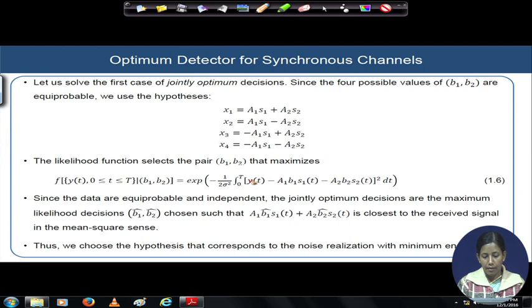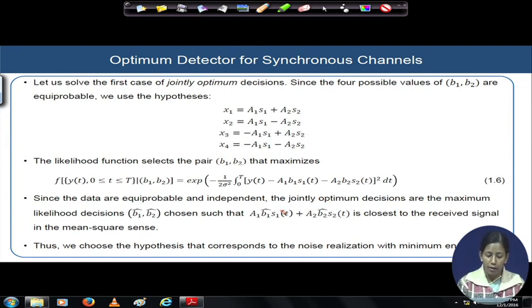And as we understand, B1 and B2 are equiprobable and independent. The joint optimum decisions are basically the maximum likelihood decision equivalently. It is chosen in such a way that the combined effect of A1 B1 estimate plus A2 B2 estimate will be very close to the received signal in a minimum mean square error sense.